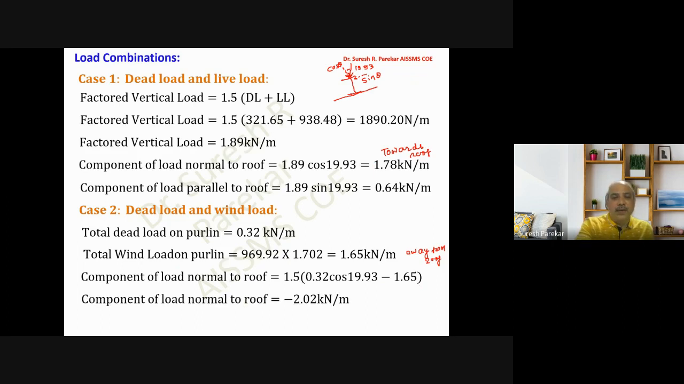Then the component of load normal to roof comes to minus 2.02 kilonewton per meter, and parallel to roof it comes to 0.11 kilonewton per meter. Here we have to keep in mind that only the dead load is considered for the parallel component, because wind load is perpendicular, or normal, to the roof, and therefore it does not have any component parallel to the roof.